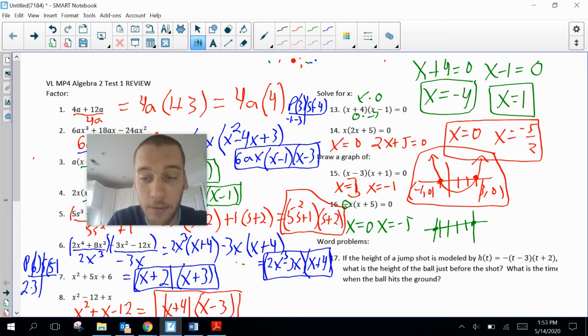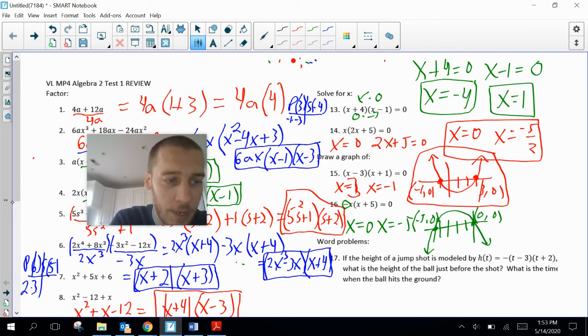And this guy makes it be upside down. So just draw an upside down u that touches these x-intercepts. Right? It touches at negative 5, 0. And it touches at 0, 0.